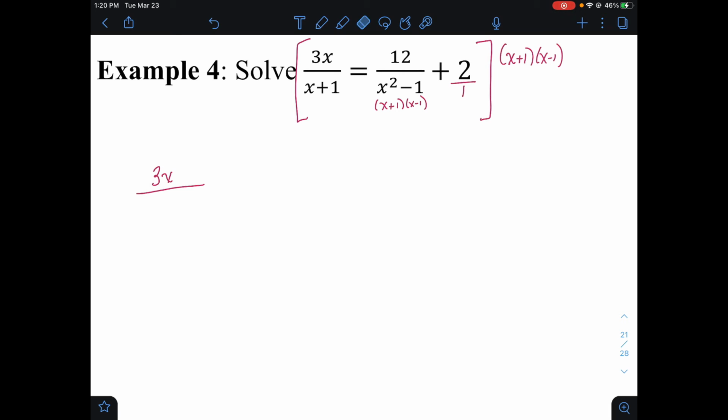So, you know what? I'm going to show this multiplication. I think it'll make a little more sense. So if I have 3x times x plus 1, it's going to look like a lot of work, and I know a lot of you are going to do this in your head, but I just want to physically show it. So what I'm doing is multiplying every term by that.